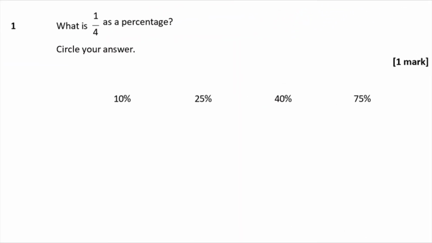Question 1. What is 1/4 as a percentage? Well, if I take 1/4 written as a fraction and I times top and bottom by something, so I end up with 100 on the bottom. So how many 4 goes into 100? Goes in 25 times, isn't it? So multiplying top and bottom through by 25, that gives me 25 over 100, which is the same thing as 25%, isn't it? So it's that one there.